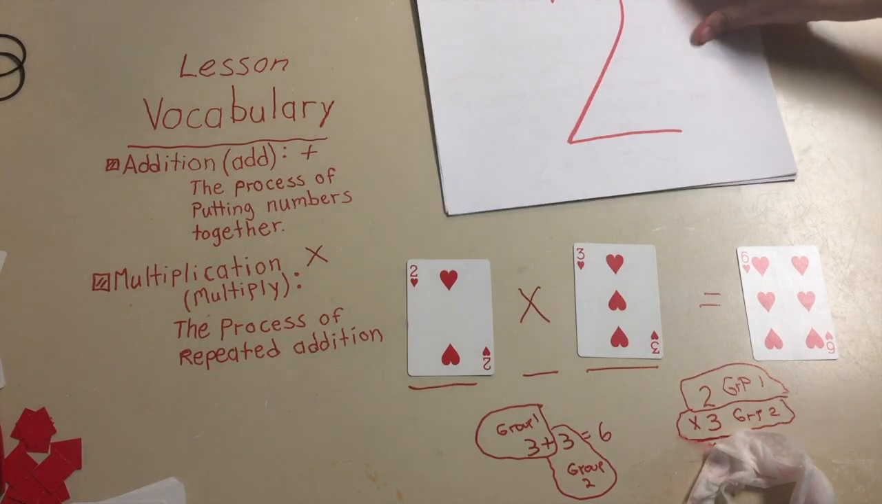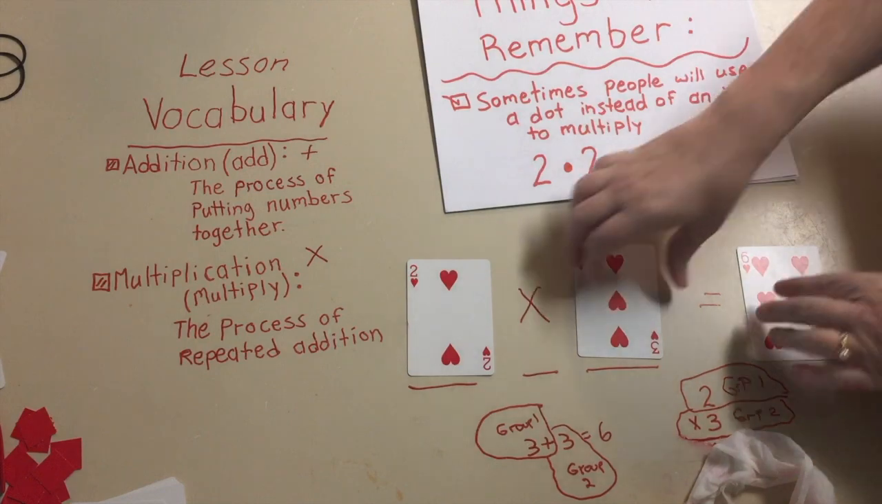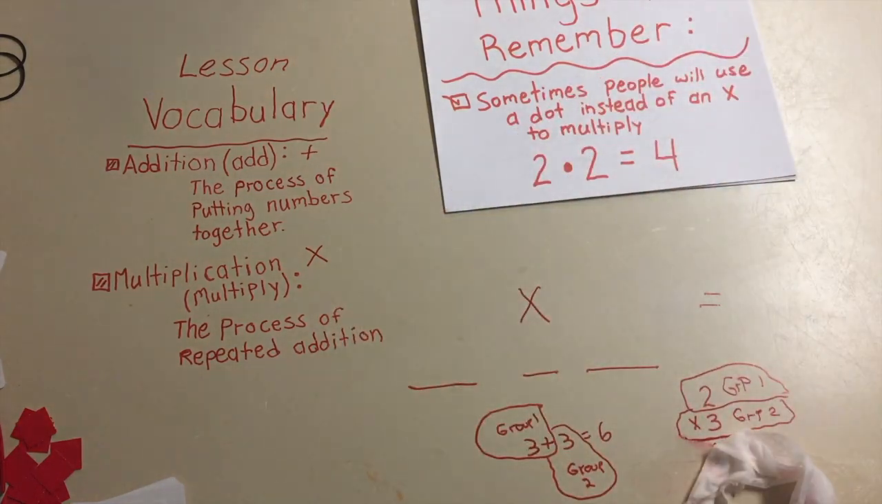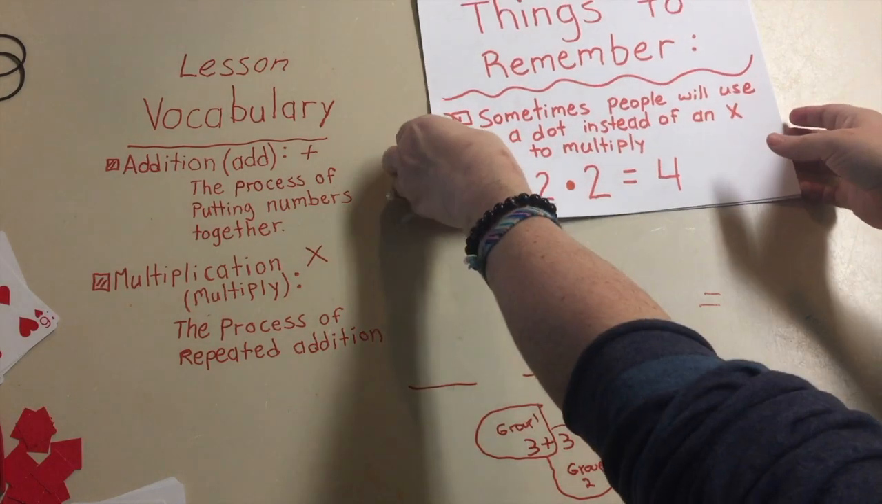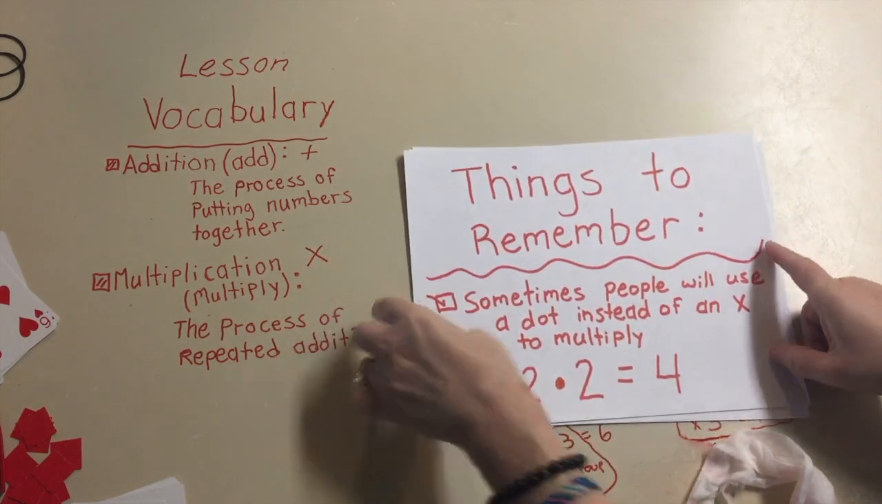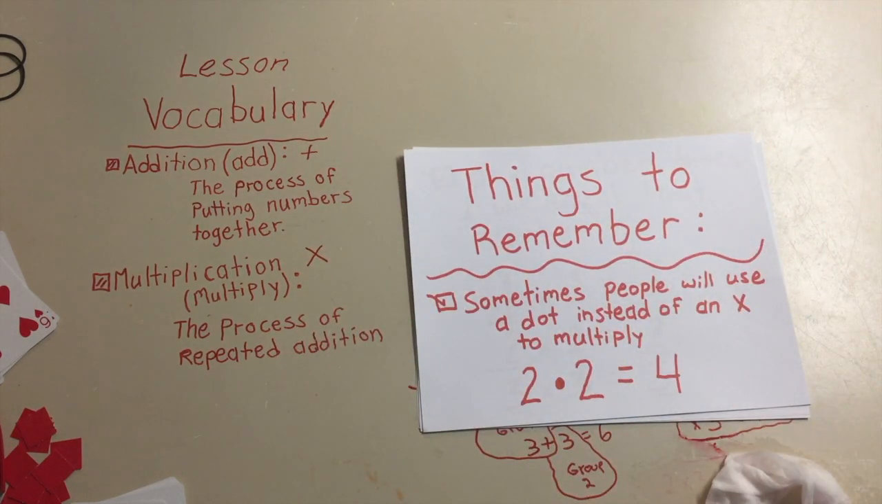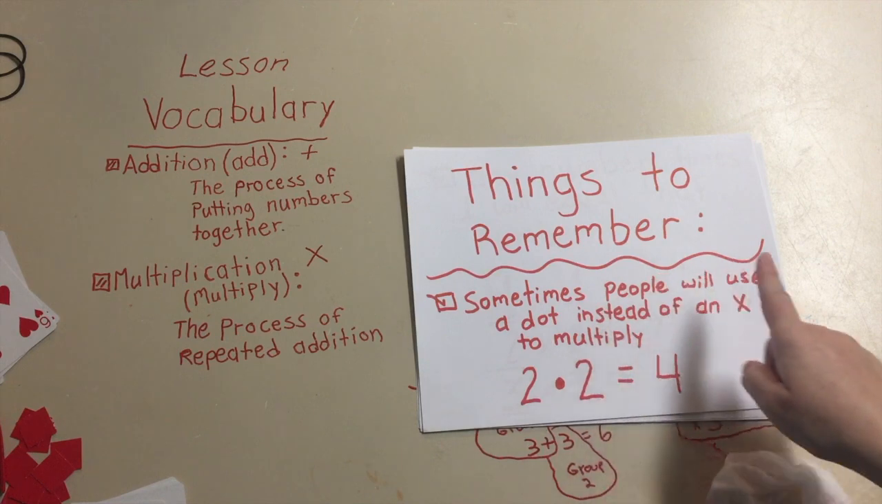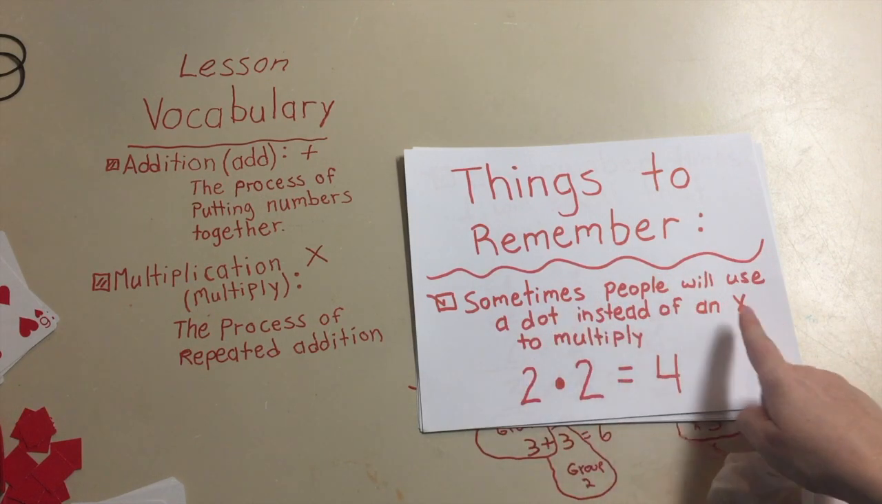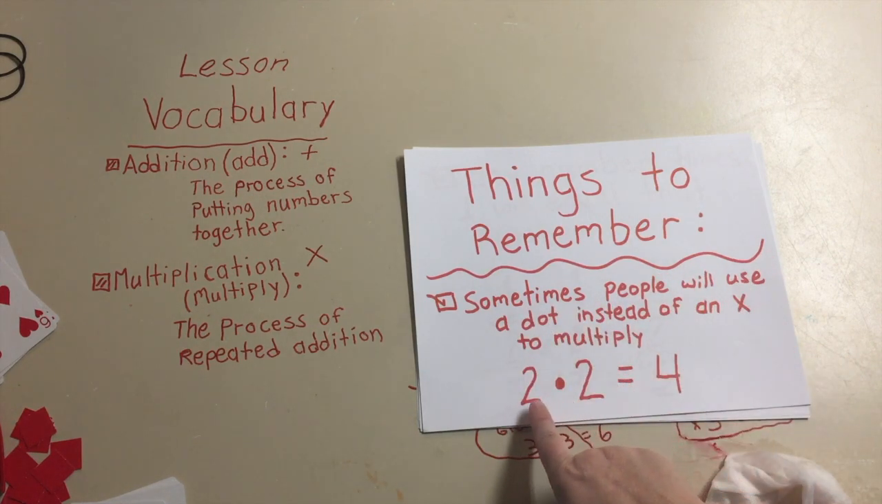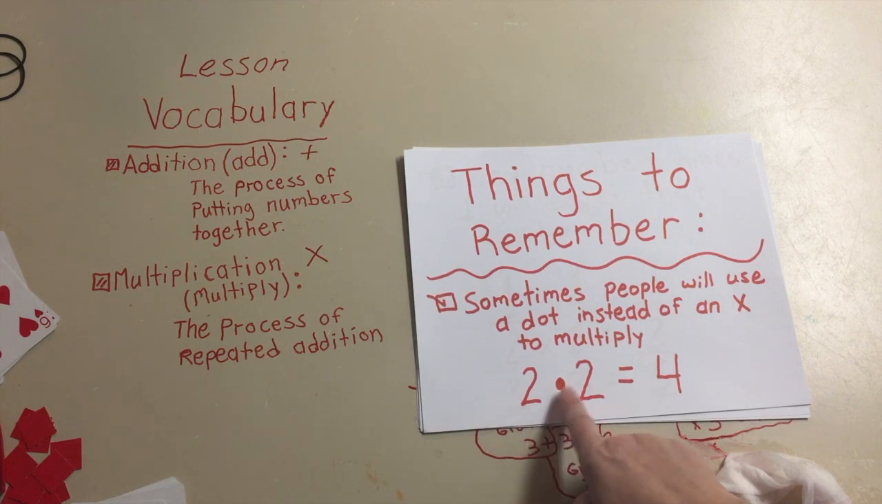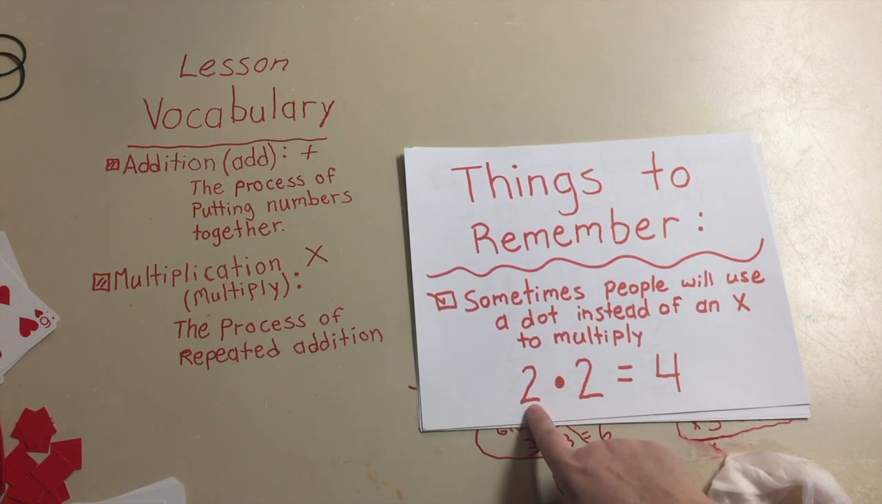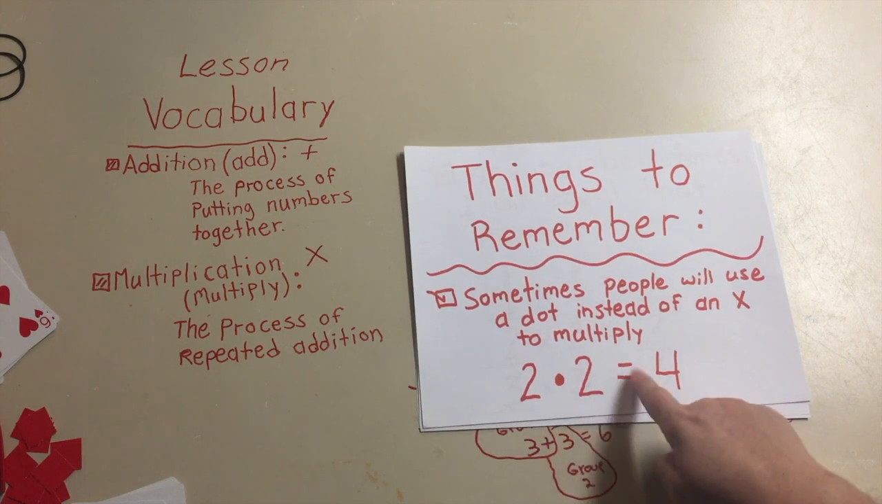So let's go ahead and recap. And I'm just going to move this aside for now. Miss Sky can clean up her mess when she's all done. So right now we're going to look at our things to remember about our lesson. Sometimes, and I didn't mention this earlier, people will use a dot instead of an X to multiply. So you see I have here 2 dot 2. That's the same as 2 times 2, which equals 4.